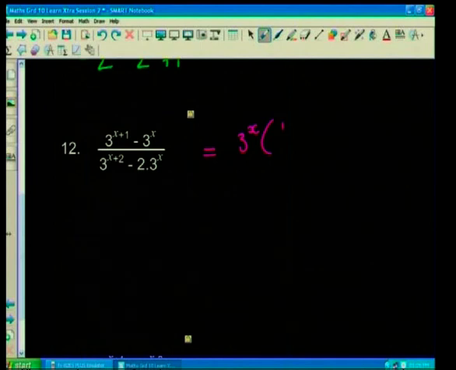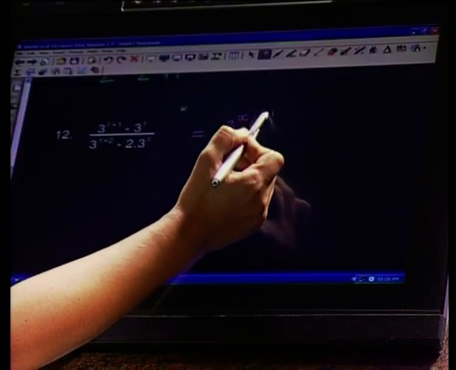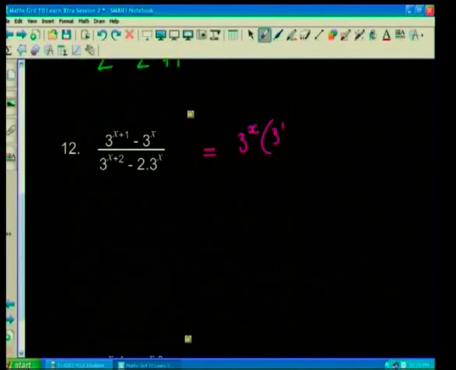Now I like to call that a Christmas decoration. They've taken out 3 to the power of x and they're left with 1 hanging around, but they don't know what to put there. You need to put the 3 over there and then it is correct. So if you are going to skip a step, make sure you're not left with any Christmas decorations.